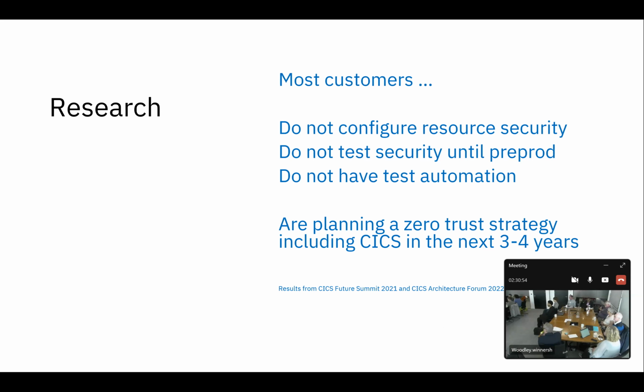But customers don't configure many of the other security parameters that we have in CICS. The resource security. When I say resource security, I also mean command security. A lot of them do not have any security until just pre-production. And automation is very, very limited in what we've seen. There's sort of replay type of automation, but very limited automation, especially in the test area.